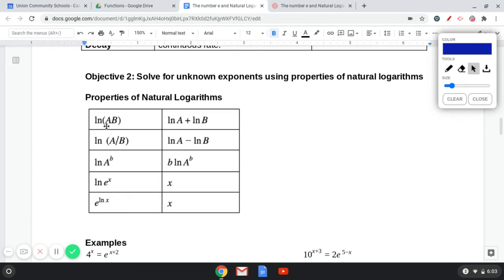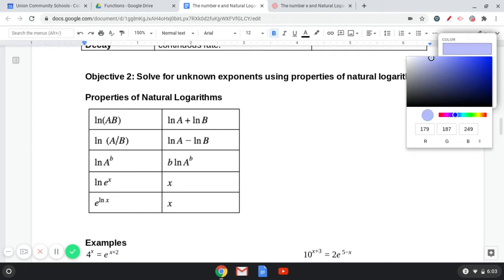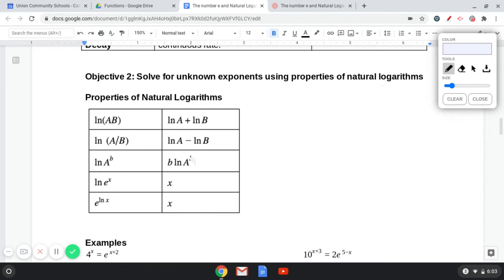So natural log of a times b equals natural log of a plus natural log of b. Natural log of a divided by b equals natural log of a minus natural log of b. Natural log of a to the b. We can pull this exponent out and have b times the natural log of a. That's a mistake in your notes. Sorry about that. In your notes, get rid of this b. Just natural log of a. So b times the natural log of a.